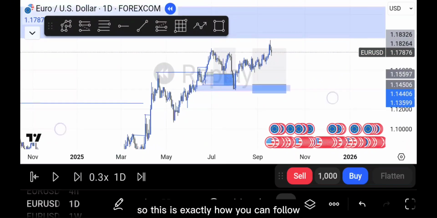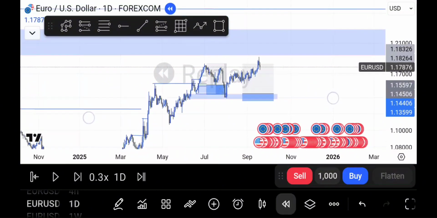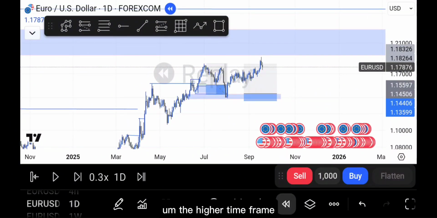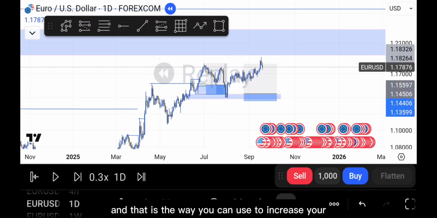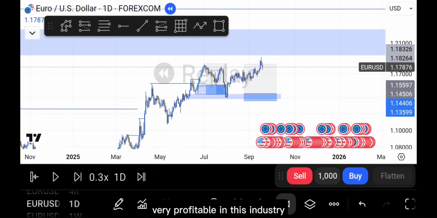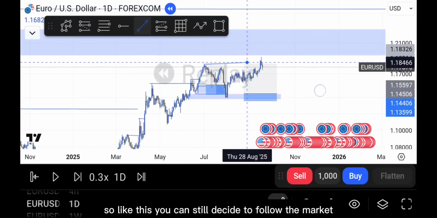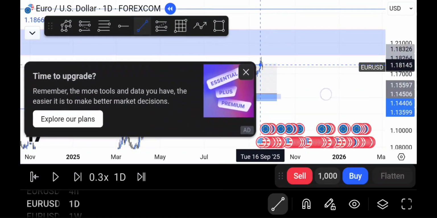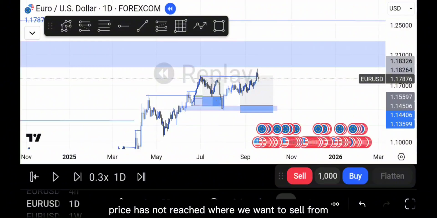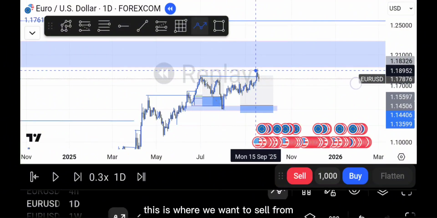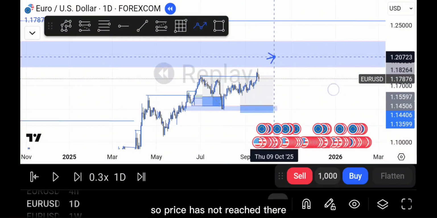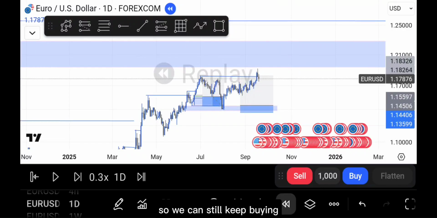So this is exactly how you can follow the higher time frame, and that is the way you can use to increase your strike rate if you want to be very, very profitable in this industry. As you can see, price has formed another break of structure. So like this, you can still decide to follow the market. Price has not reached where we want to sell from. This is where we want to sell from. So price has not reached there, so we can still keep buying.